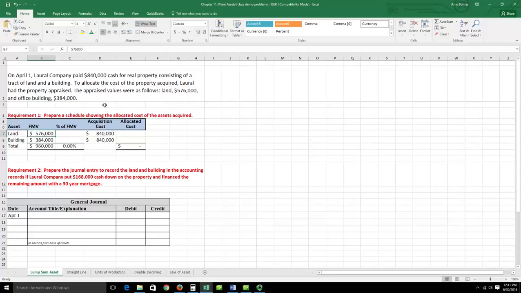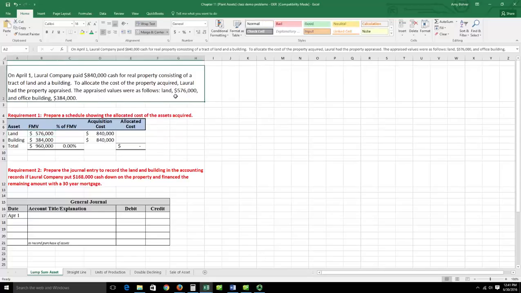So in this particular example, the appraised value was $576,000 for the land and $384,000 for the building. One area where students have struggled with this in the past is they've gotten these flip-flopped, and therefore they're putting in the wrong numbers for each of the assets. Make sure you're putting in the right value for each asset.